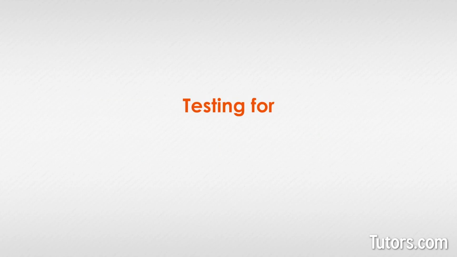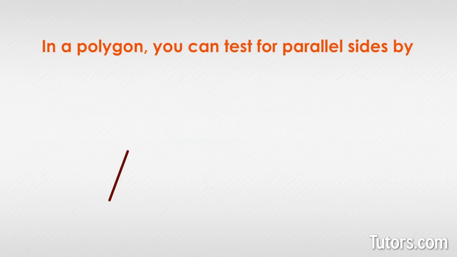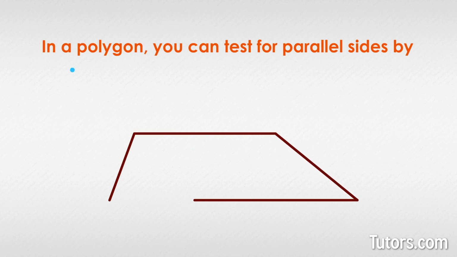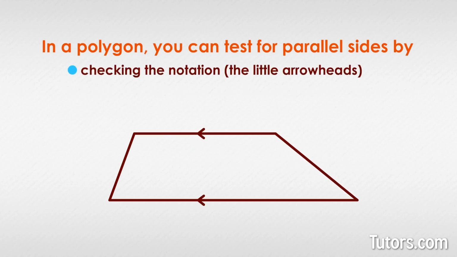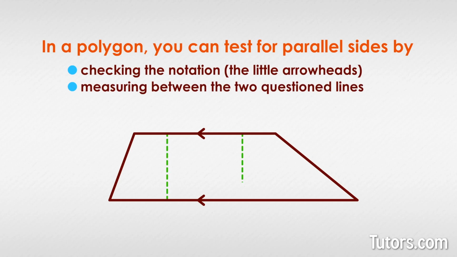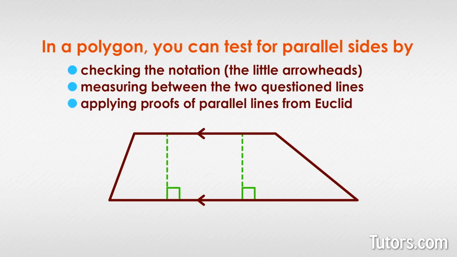Next, let's talk about testing for parallel lines. In a polygon, you can test for parallel sides by checking the notation, the little arrowheads, by measuring between the two questioned lines, or by applying proofs of parallel lines from Euclid.